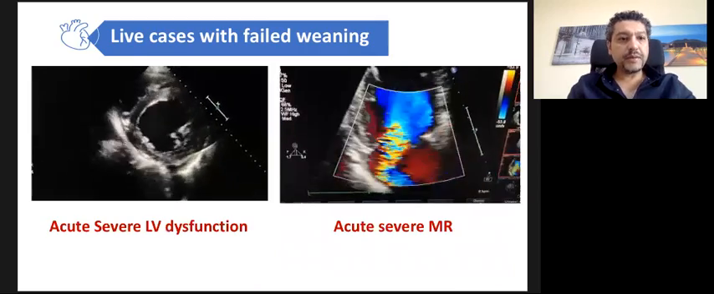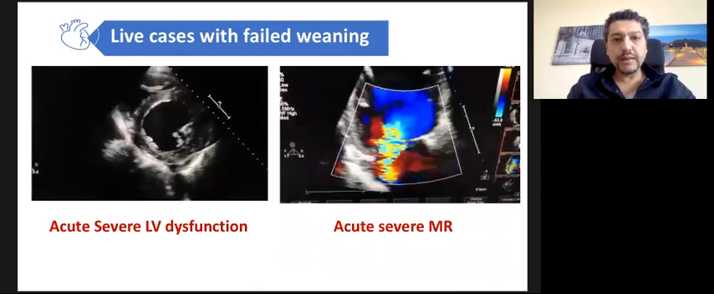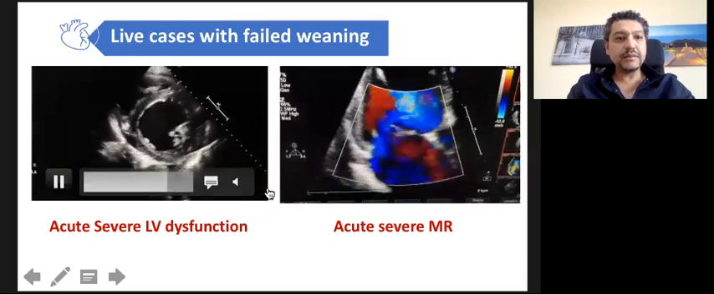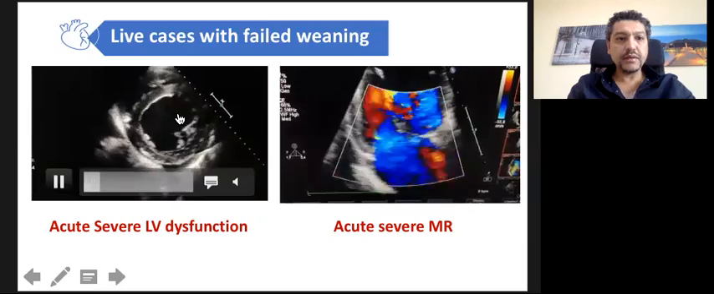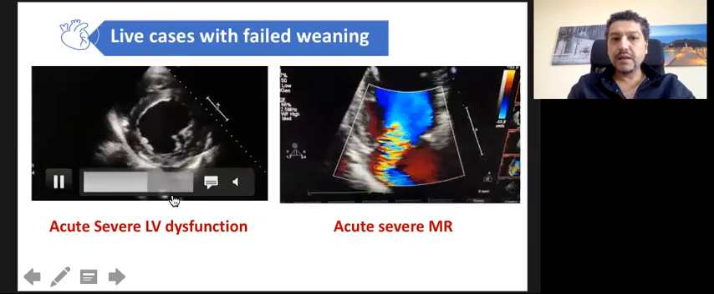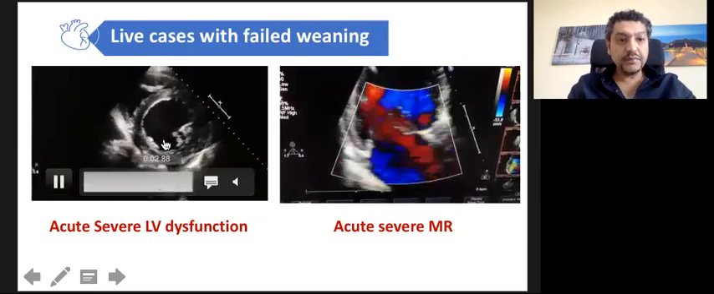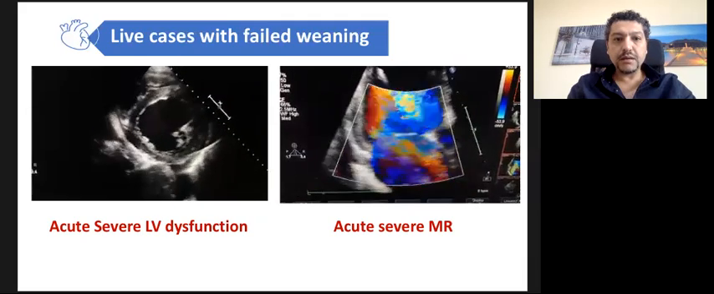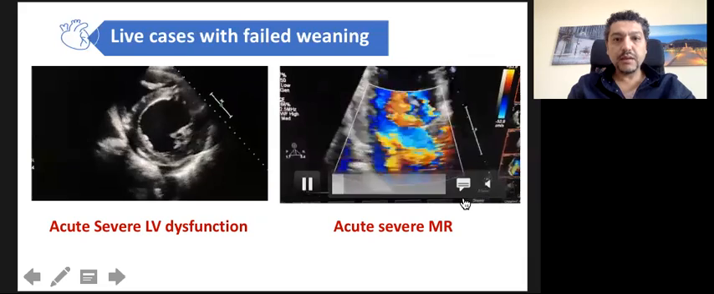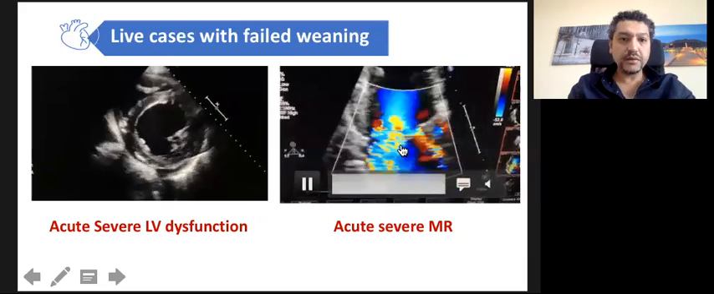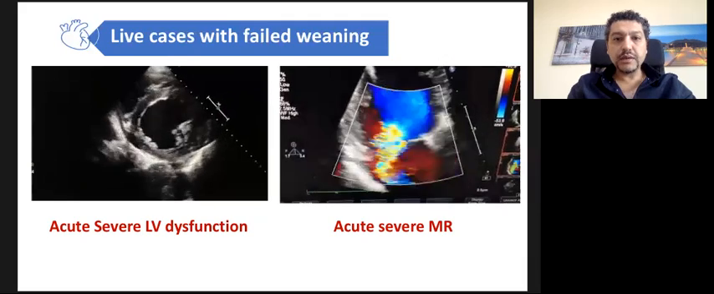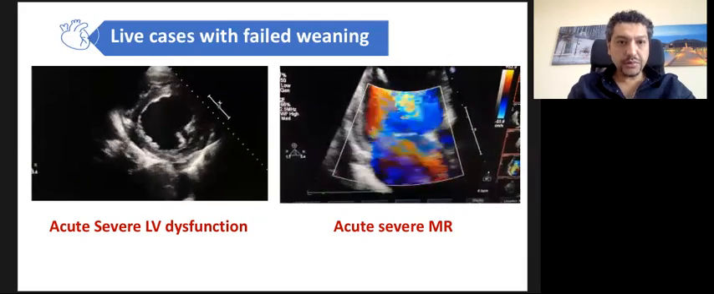This is very interesting as well. This is a live patient as well, and that patient is on mechanical ventilation. You can see from the echo, an LV short axis view, that there is severe LV dysfunction, and the patient is already having a mechanical complication on the other side. This is a severe grade 4 mitral regurgitation, likely due to ruptured chordae tendineae.